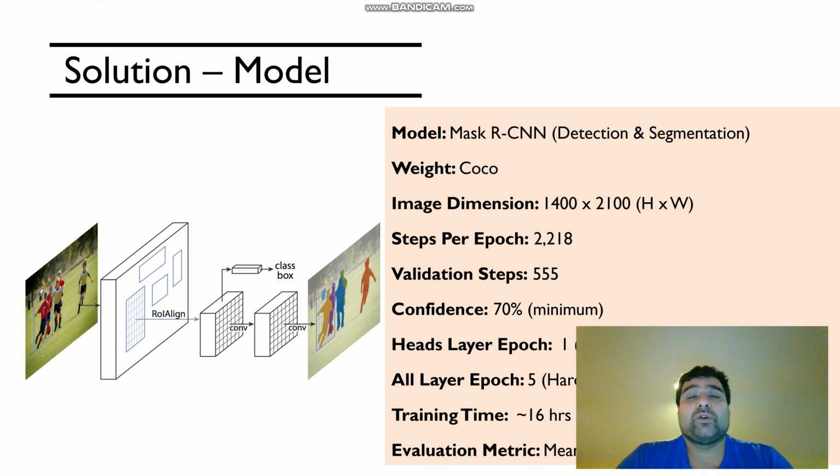We used the COCO weights to do the weight initialization, and we did 1 epoch for the heads training as well as 5 for all of the remaining layers. This took approximately 16 hours on Google Colab using a GPU, and we used the mAP evaluation metric.